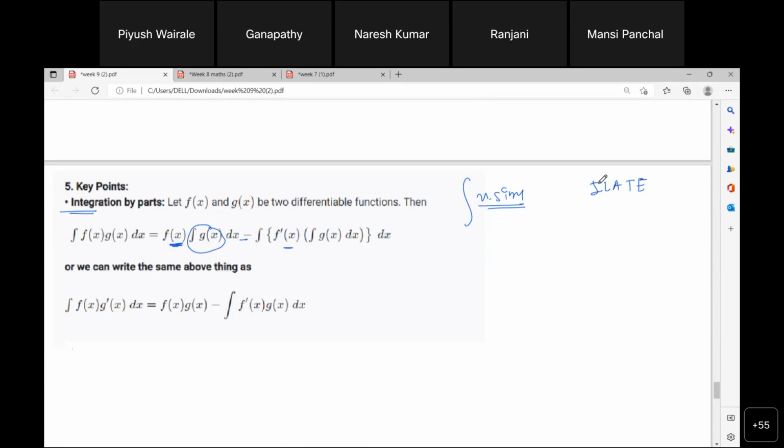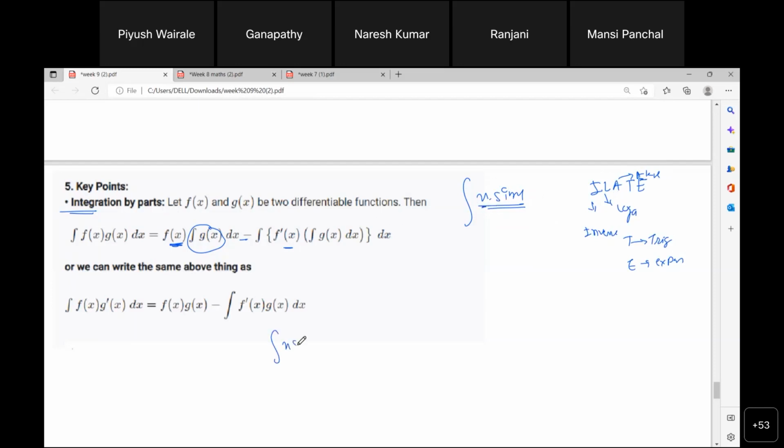Yeah. So I stands for inverse trigonometric, L stands for logarithmic, A stands for algebraic, T stands for trigonometric, E stands for exponential, right? So if I want to evaluate this particular integral, what should I consider as the first function here?